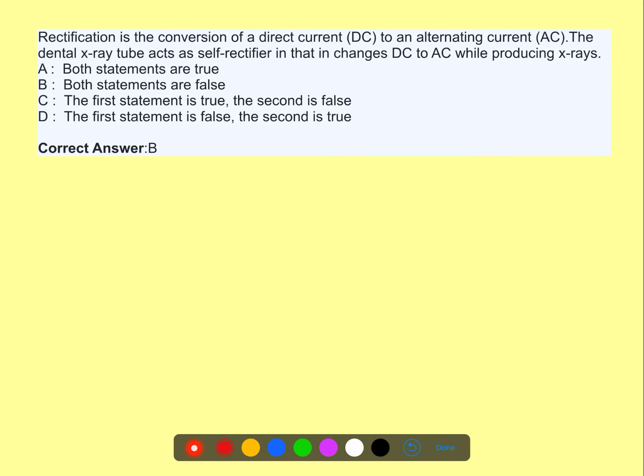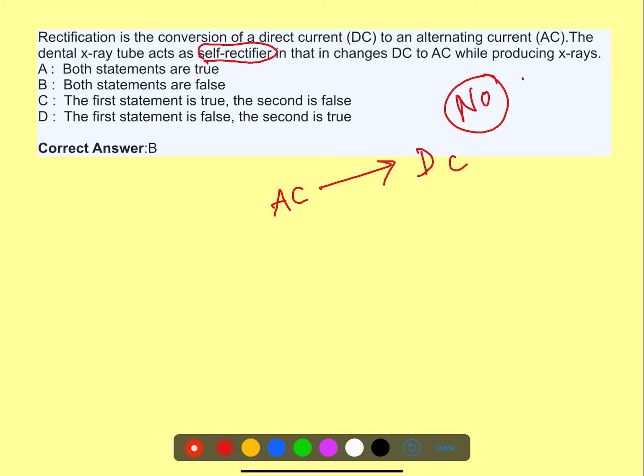Rectification is the conversion of direct current DC to an AC, and the dental X-ray tube acts as a self-rectifier that changes DC to AC while producing X-rays. No, both options are wrong, because rectification will convert AC to DC, and the dental X-ray tube will act as a self-rectifier that changes AC to DC. But if you go into the above statements, they have given us DC to AC. Hence, both statements are false. So this is the correct thing.